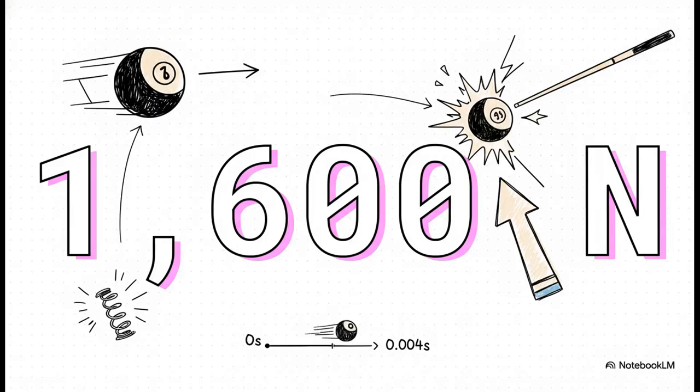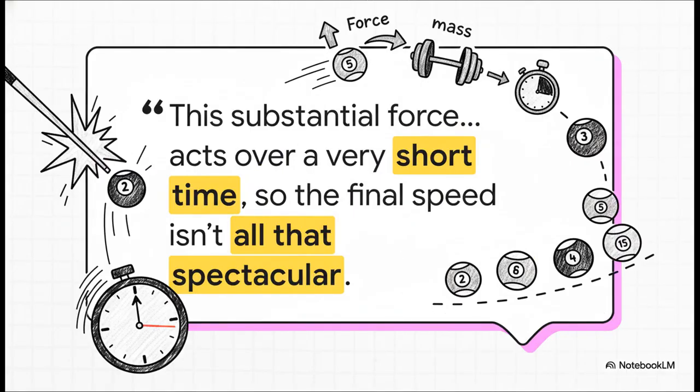So let's put a number on it. This, 1,600 newtons, is about the average force it takes to get a billiard ball moving, but in just 4/1000ths of a second. Now, a newton is just our unit for force, and 1,600 of them is a lot. We're talking about a force that's like lifting 360 pounds. But here's the kicker, and why context is everything. That huge force is acting for such an incredibly short amount of time that the final speed of the ball is, well, it's not that spectacular. It's just a normal speed for a billiard ball. It really shows you how force, mass, and time all have to work together.